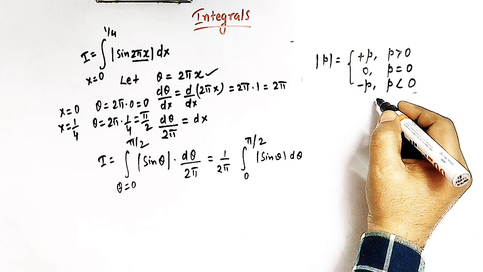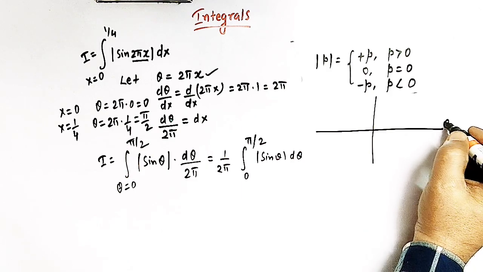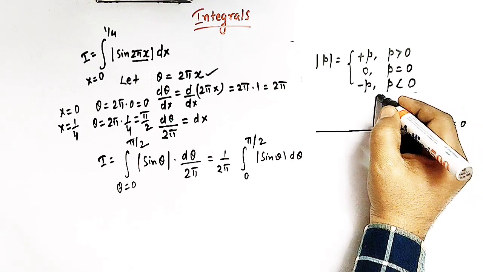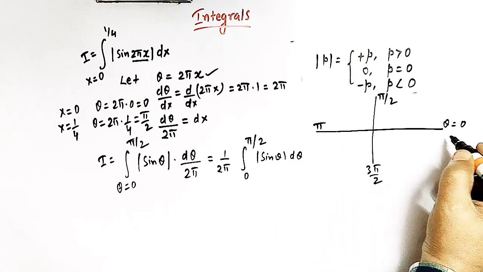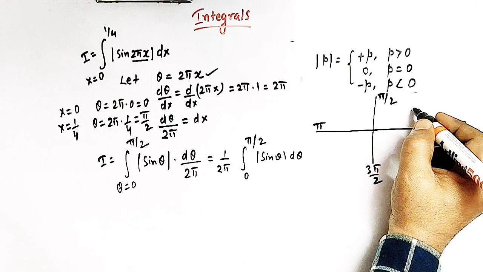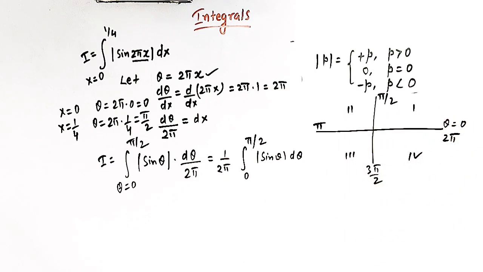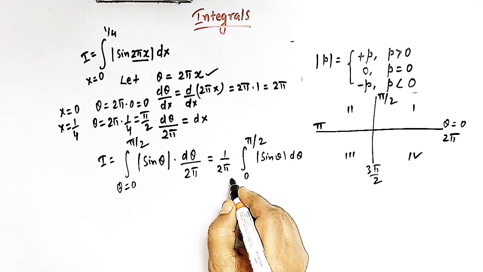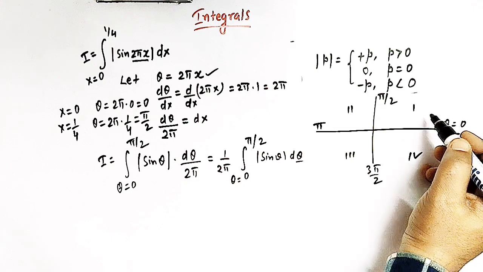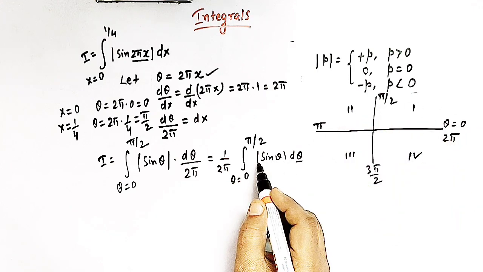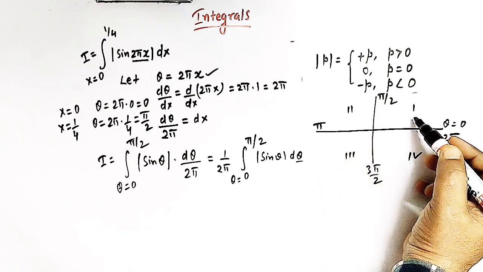And here if we look at the four quadrants, then here we have theta 0, here we have pi by 2, here we have pi, here we have 3 pi by 2, and then we have here a 2 pi. So this is the first quadrant, this is second, this is third, and this is fourth, right? Now here the value of theta, it goes from 0 to pi by 2, right? So it implies that we have to restrict ourselves to the first quadrant only.